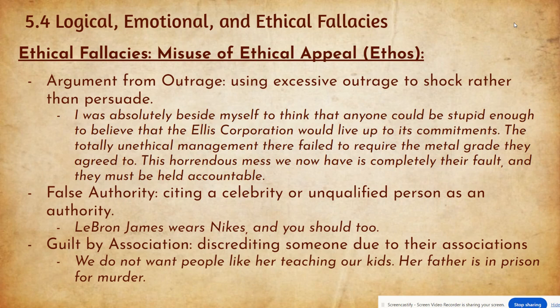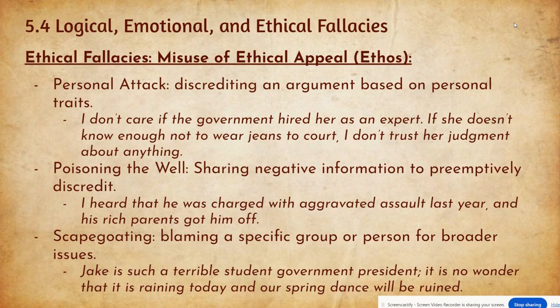Guilt by association is when we discredit someone due to their associations. So, for example, we don't want people like her teaching our kids, her father is in prison for murder. Okay, just because her father is in prison doesn't mean that the teacher is bad. Sometimes ethical fallacies also include personal attacks. This is where we discredit an argument based on personal traits. Poisoning the well. This is where we're sharing negative information to preemptively discredit someone. Scapegoating, kind of similar. We're blaming a specific group or person for broader issues.